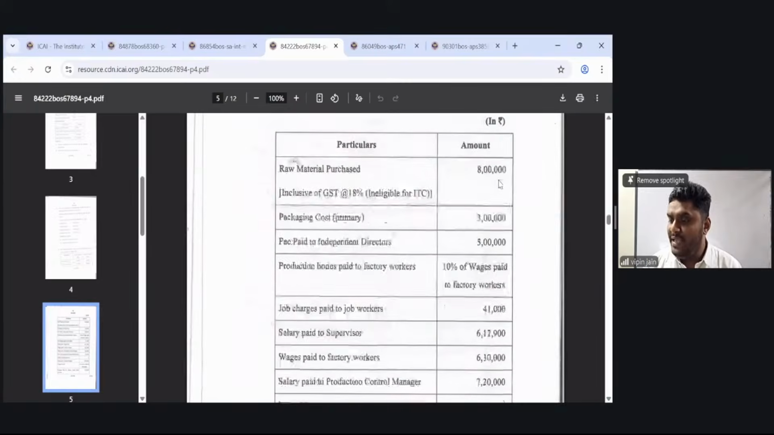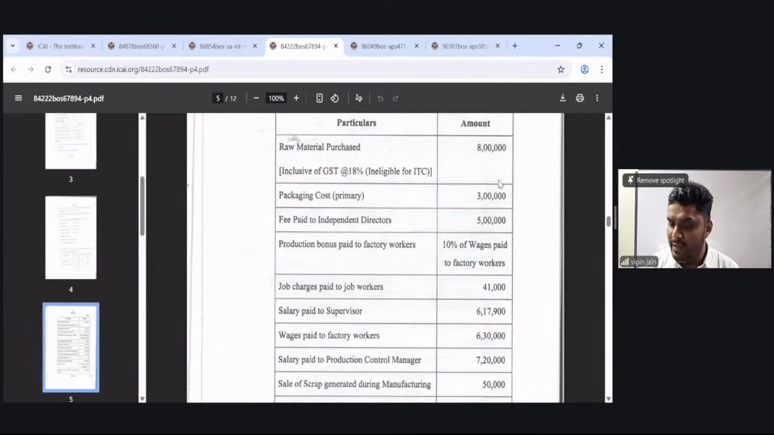Now, next, primary packing cost. Can anyone tell me where it will go? If it is eligible, then 8 lakh divided by 118 into 18, that is 1,22,033 rupees, will be deducted if the GST credit is available. Very good. It is correct, everyone.